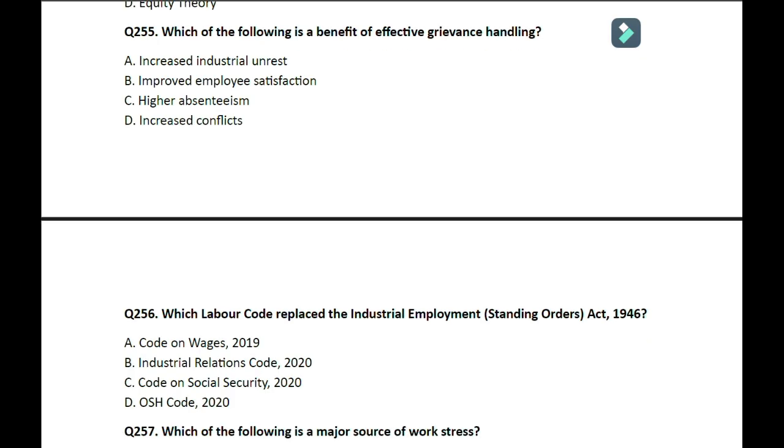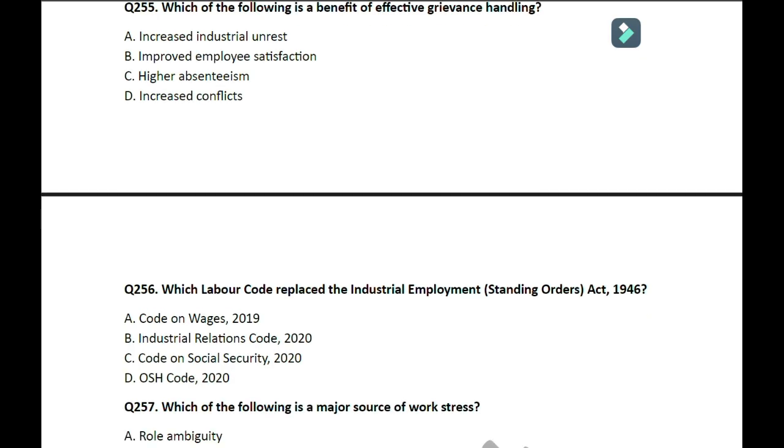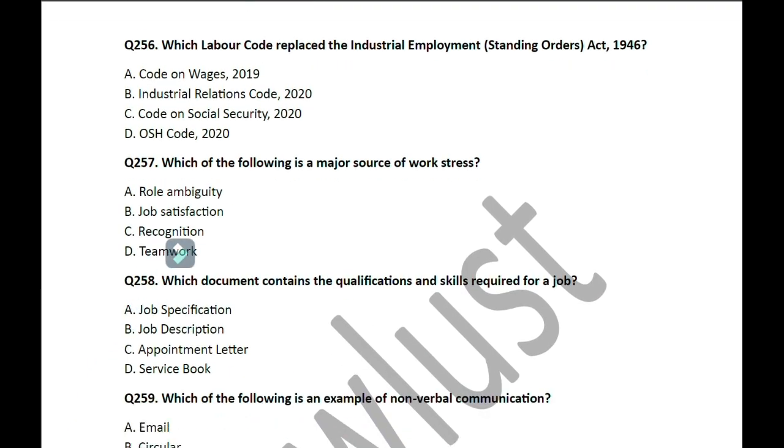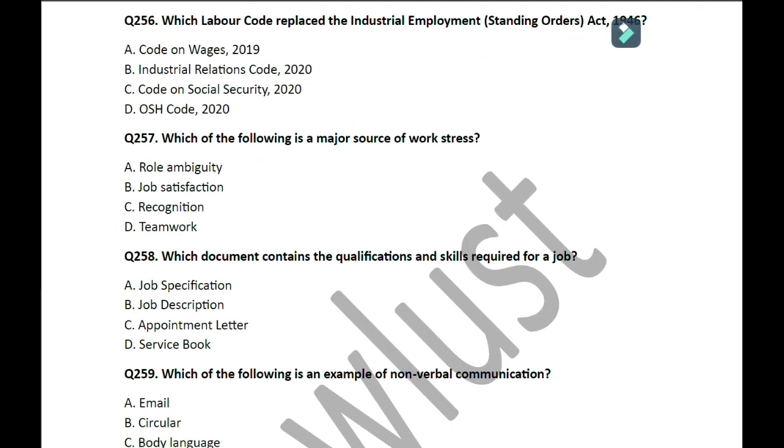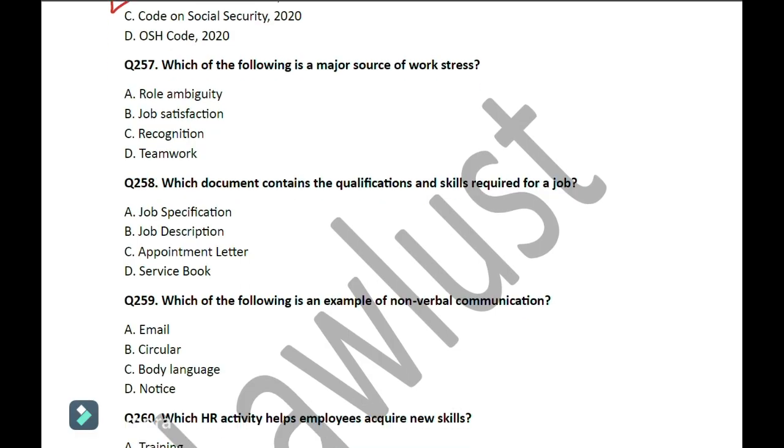Move on to the next question, question number 255. Which of the following is a benefit of effective grievance handling? So here the correct answer is improved employee satisfaction. Move on to the next question, question number 256. Which labor code replaced the Industrial Employment Standing Order Act 1946? So here the correct answer is Industrial Relations Code 2020.